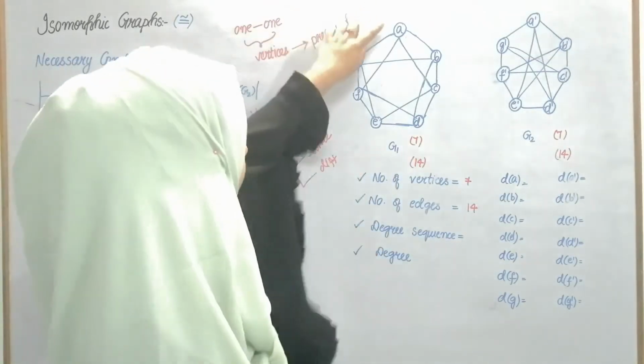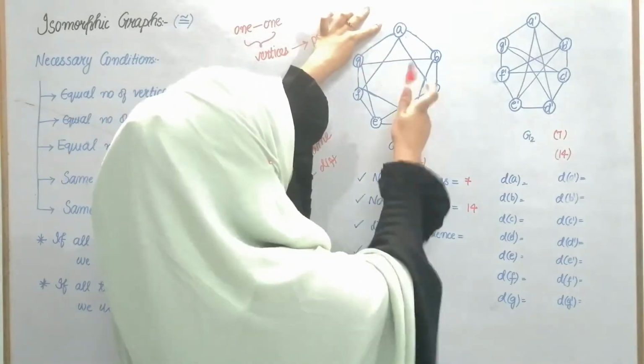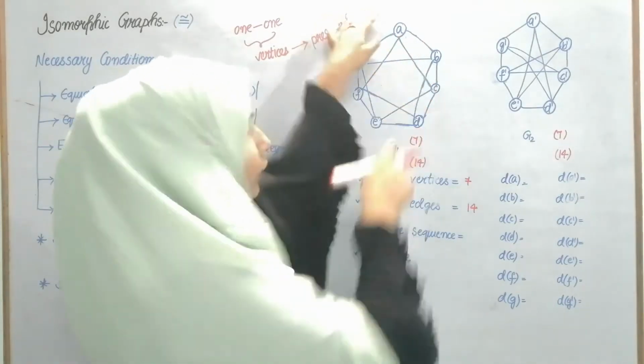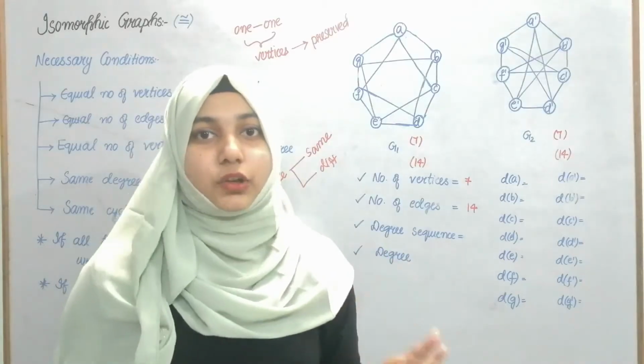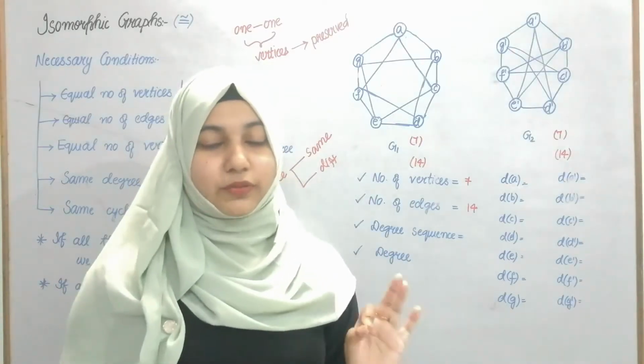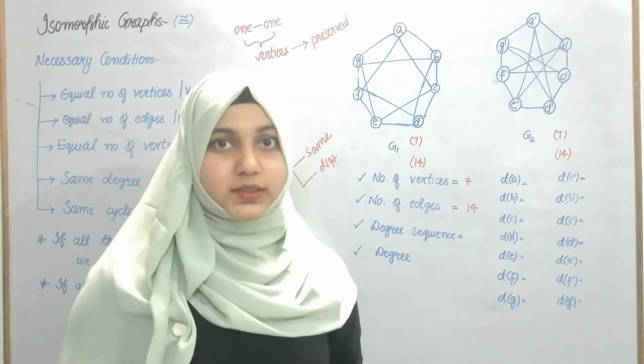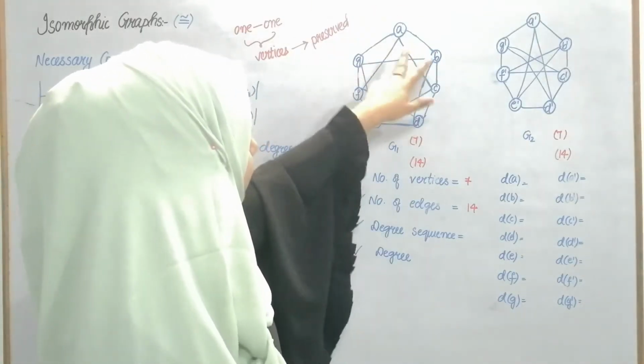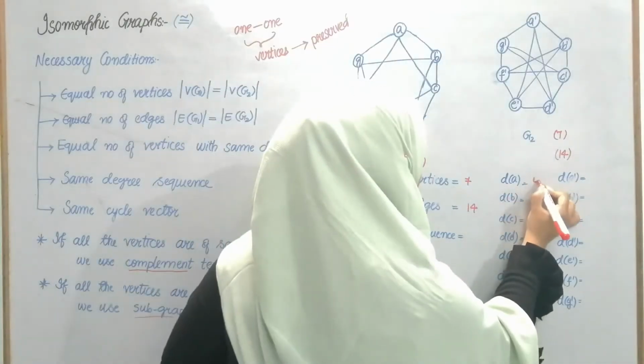Let's go with the first one. A has got degree. What is the degree here? 1, 2, 3 and 4. Degree means the number of edges that are incident on a particular vertex. So here how many edges are connected to A? 1, 2, 3 and 4. So the degree of A is 4.